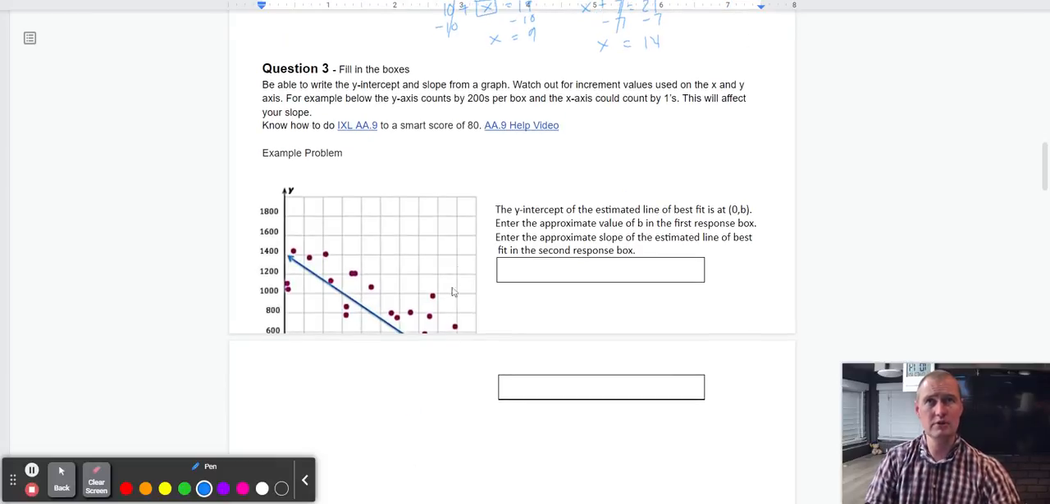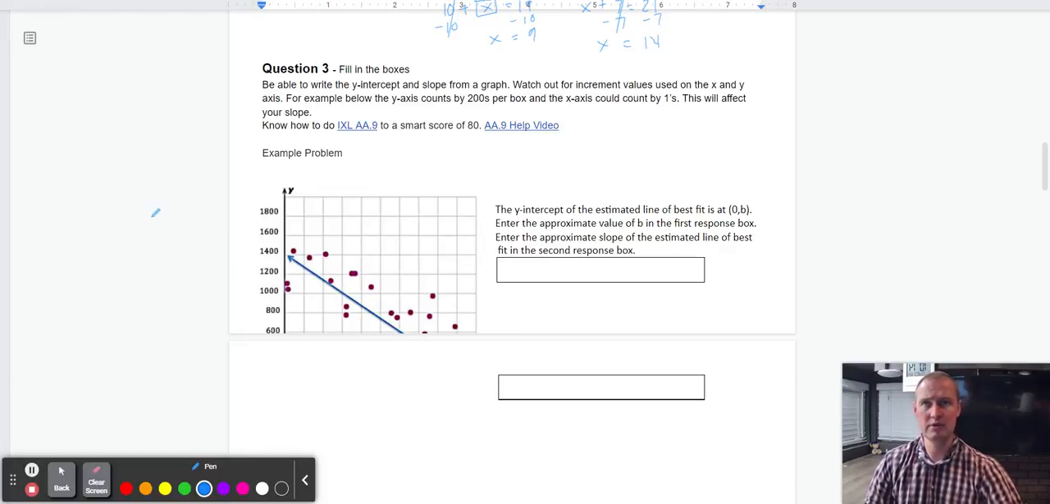Okay, question number 3, what we're going to do is fill in the boxes. It's going to say, be able to write the y-intercept and slope from a graph. Watch out for increment values used on the x and y axis. For an example, below the y-axis counts by 200s per box, and the x-axis could count by ones. This will affect your slope.